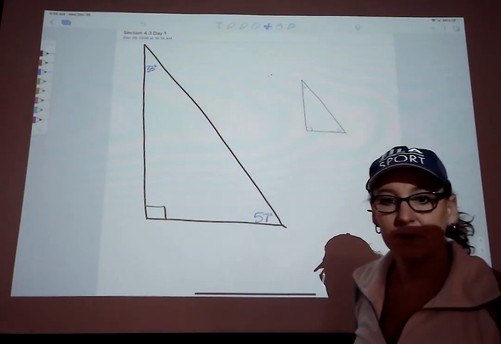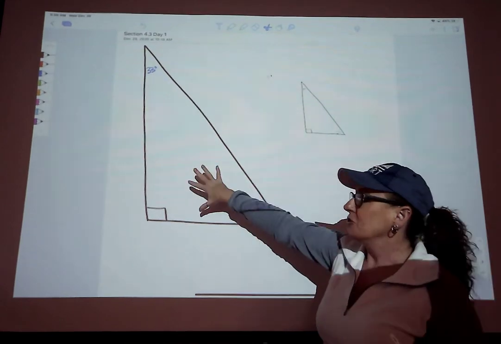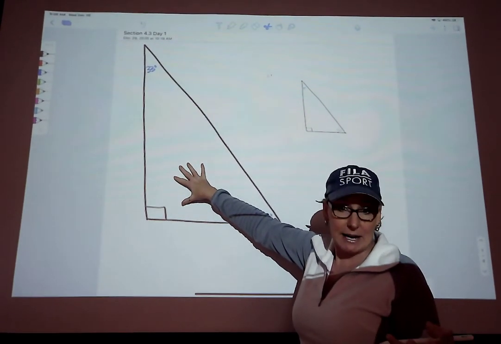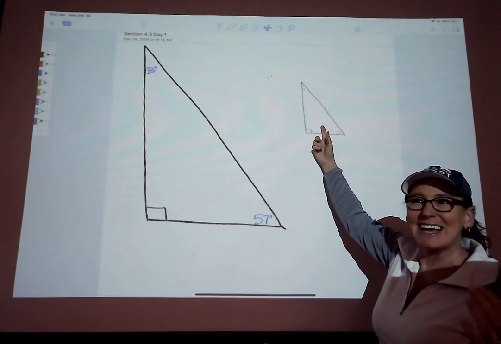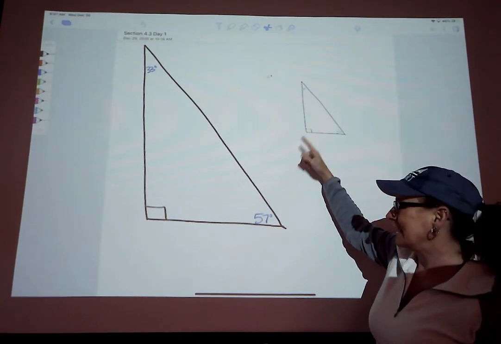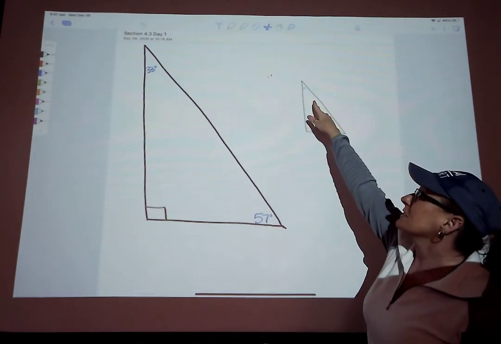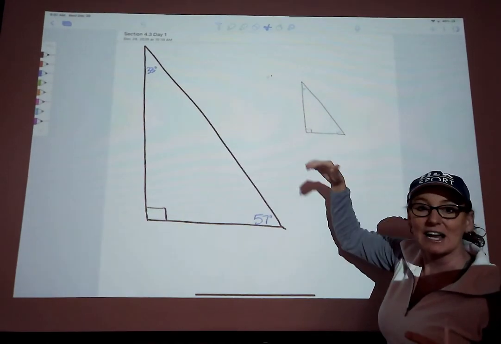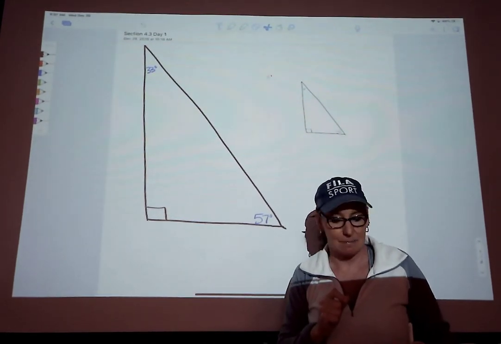Okay? Now, even though this triangle is definitely smaller, you know how these three angles add to 180, right? These angles are the same. They still add to 180. This is 57, so is this one. That's 33, so is this one. That one's 90, so is this one. So the angles stay the same. The side lengths are definitely different.